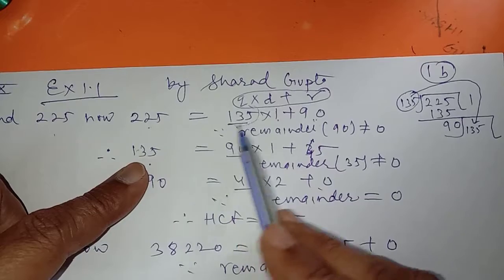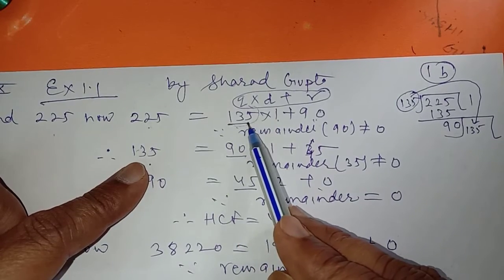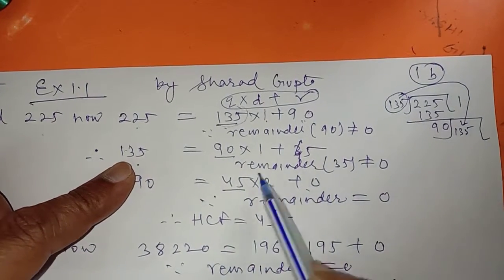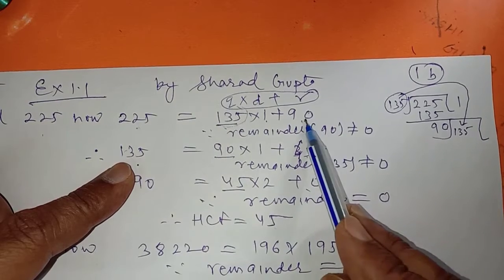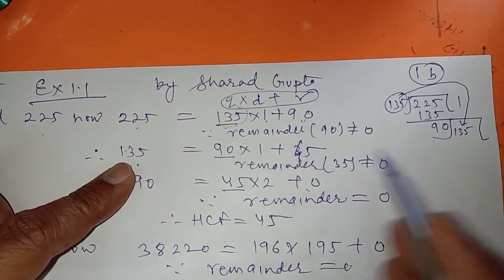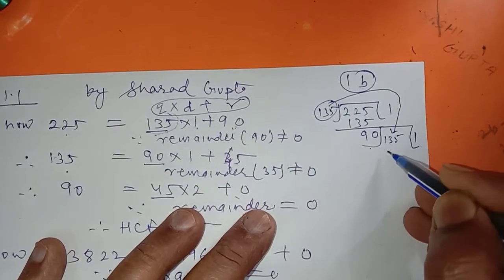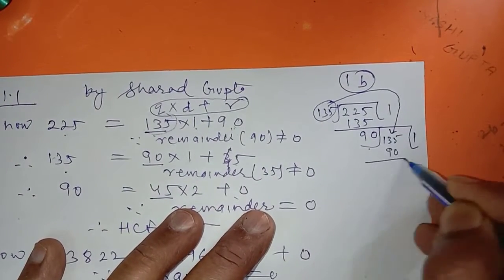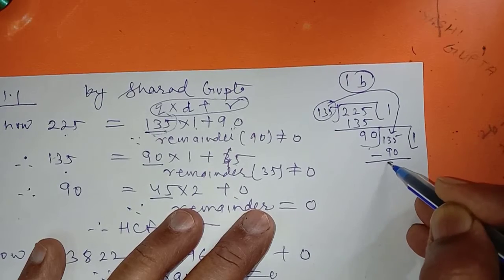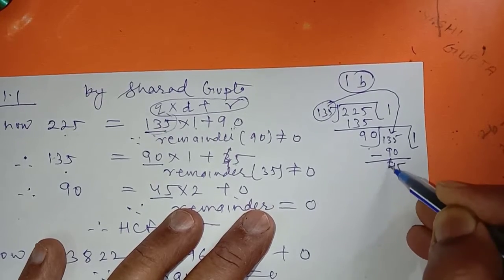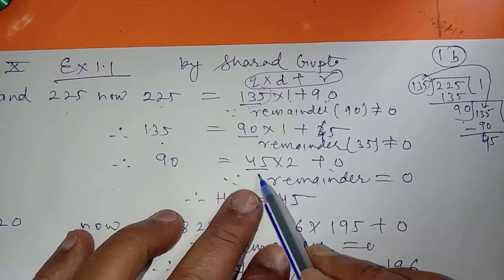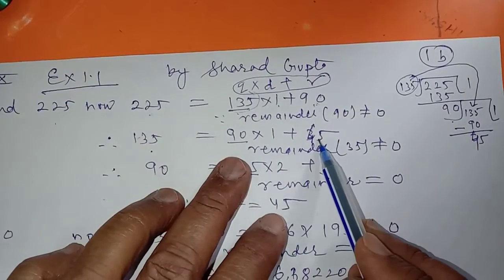जो पुराना वाला डिवाइजर था वो अब डिविडेंड हो जाएगा, and the remainder here will be 90, so it will become the divisor. Now again divided, 1, that is 90. ये जब तक करना है जब तक कि रिमाइंडर 0 ना आ जाए. Again the remainder is not equal to 0, it is 45.